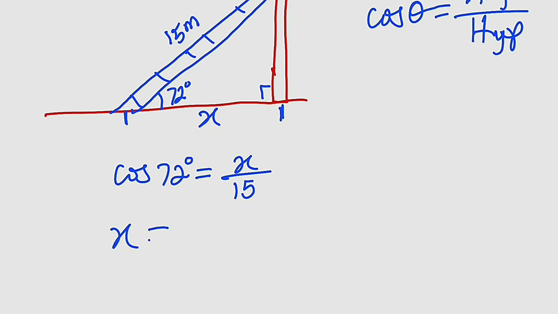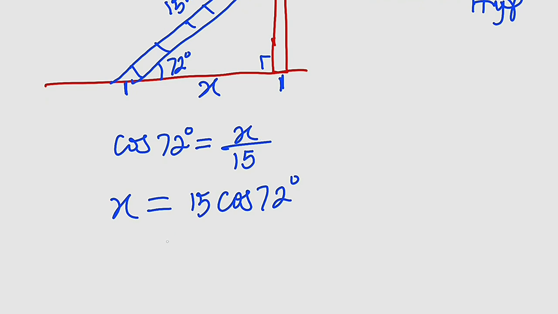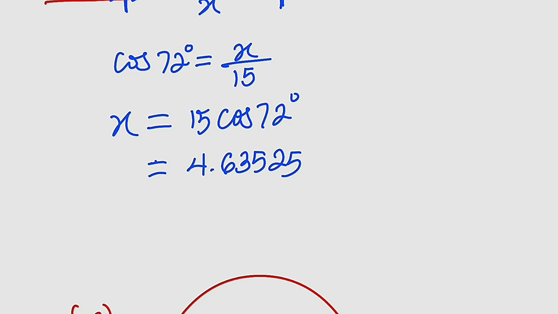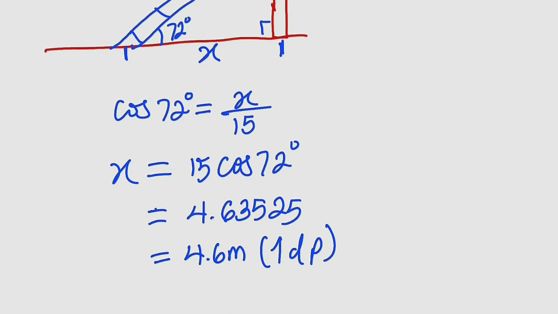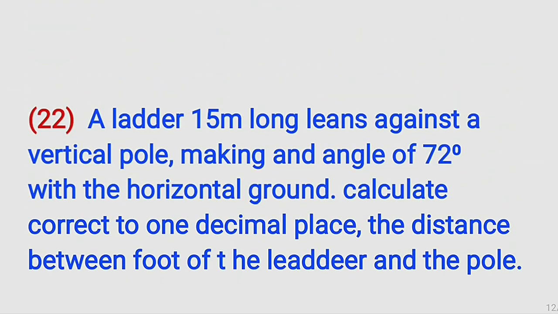Then to find x, we multiply both sides by 15. 15 cosine 72 degrees, and 15 multiplied by cosine of 72 degrees will give us 4.63525, but they said correct to one decimal place, therefore this is equal to 4.6. Is it in meters? Yeah, meters in one decimal place. As simple as that. So this is the solution to question number 22.